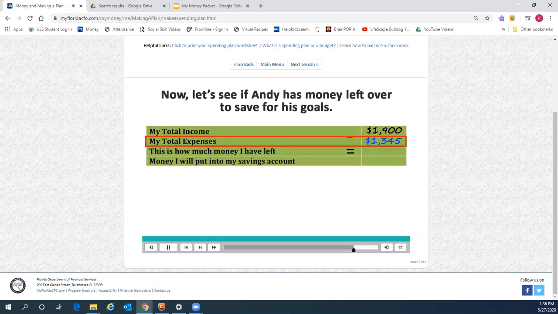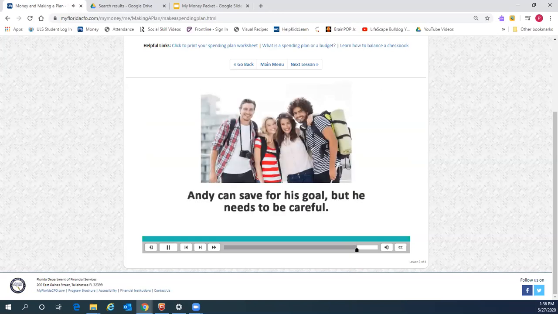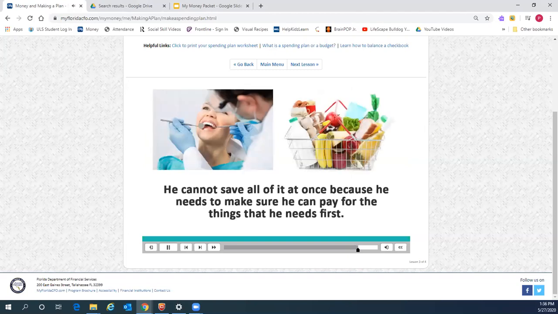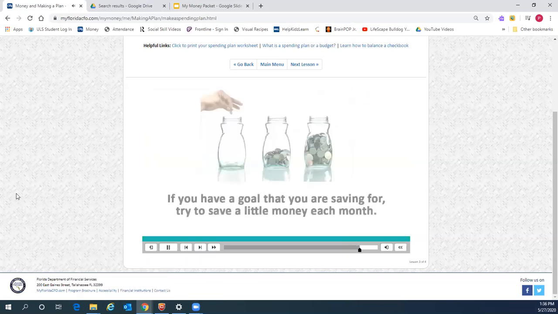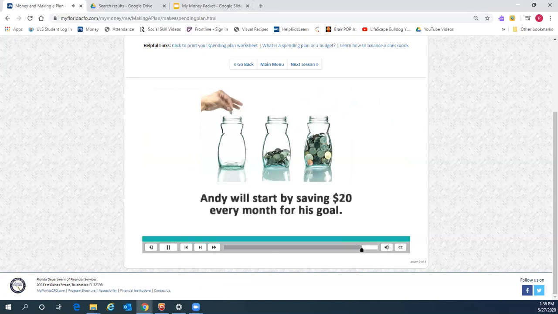$1,900 minus $1,345 equals $555. Andy has $555 left over. Andy can save for his goal, but he needs to be careful. He cannot save all of it at once because he needs to make sure he can pay for the things that he needs first. If you have a goal that you are saving for, try to save a little money each month. Andy will start by saving $20 every month for his goal.